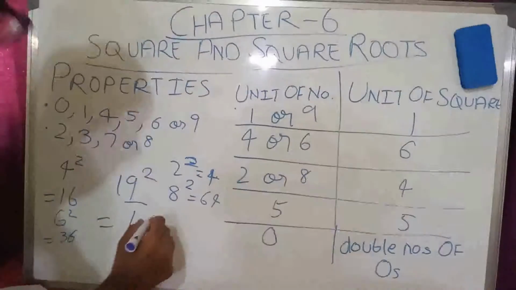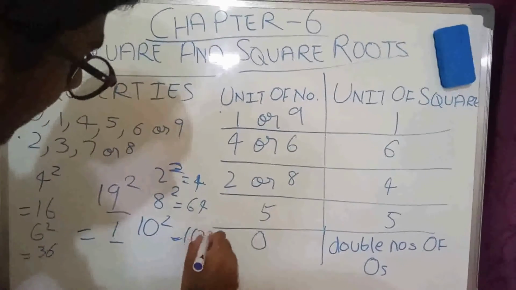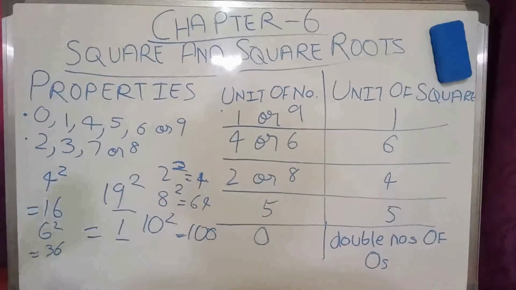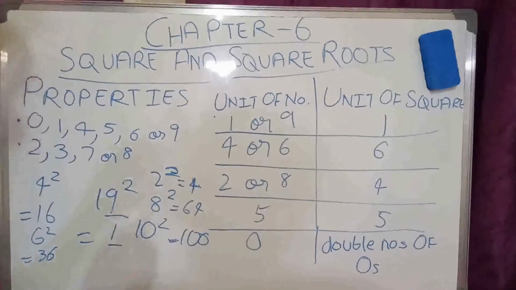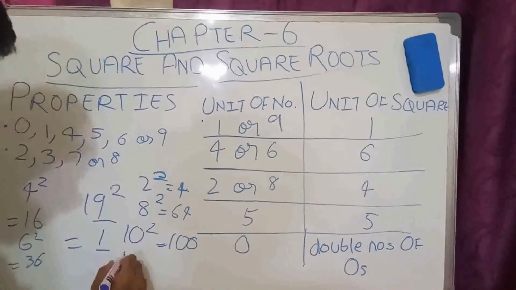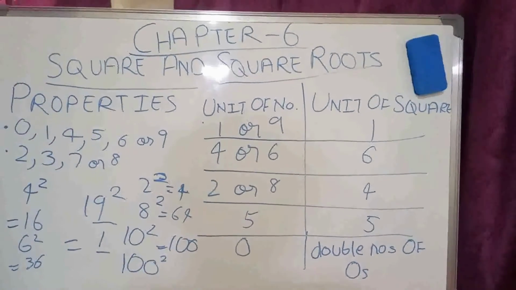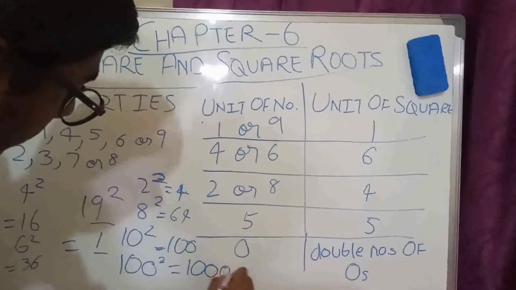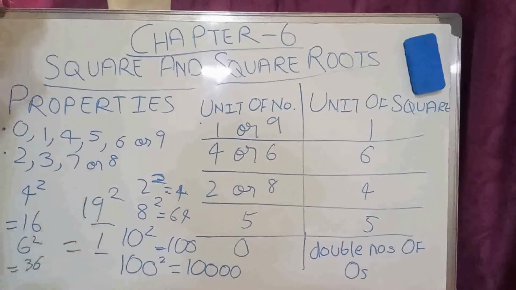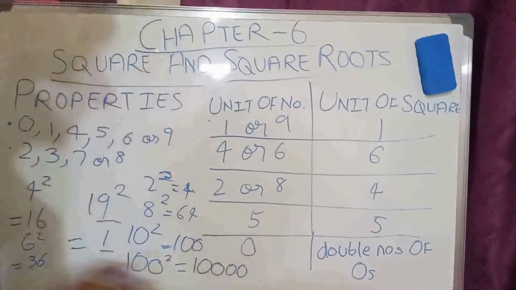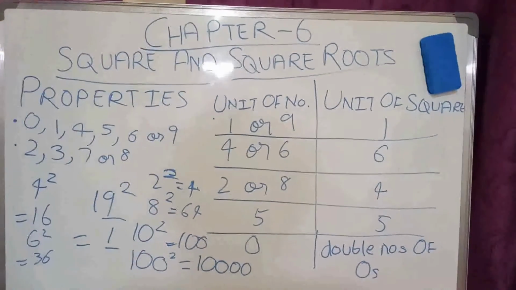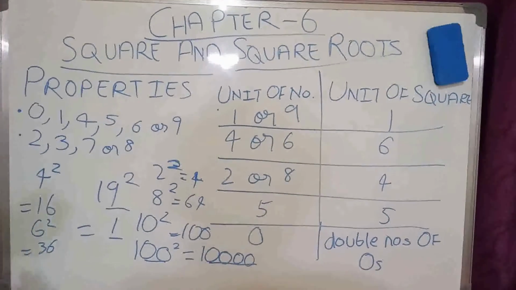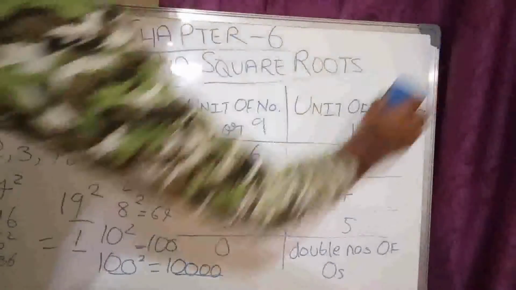And what about 0? If it's given 10, then the square is going to be 100. What it means is that when there is a 0, then its square will have double the number of zeros that the number given to you has. Now if you have 100 and it's telling you to find the square of 100, then it will be 1, 2, 3, 4. There will be 4 zeros. Why? Because if it has zeros, then there will be double the number of zeros in the square. Here it had 2 zeros, so there will be 4 zeros in this square. Now we'll see the next properties.